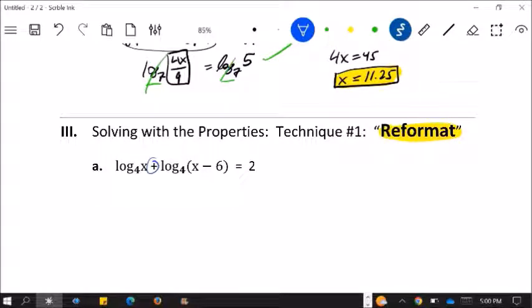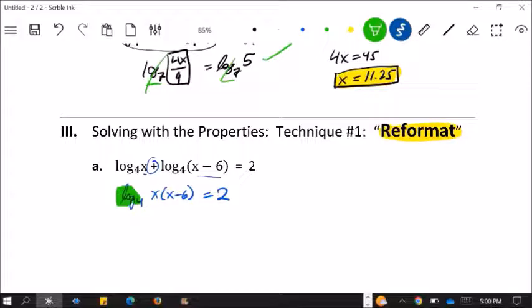This is adding, but I don't see any exponents, so I don't have to apply the power property yet. So I am going to do now log base 4, and I'm going to multiply these things. So it's x times x minus 6 is equal to 2. I'm not going to multiply it yet, but notice something.